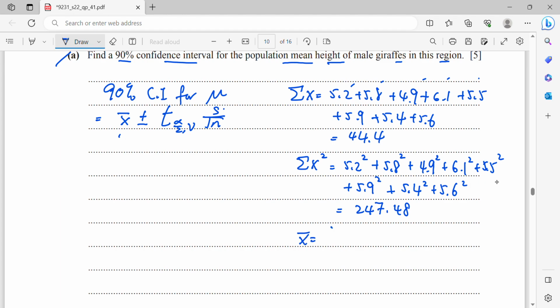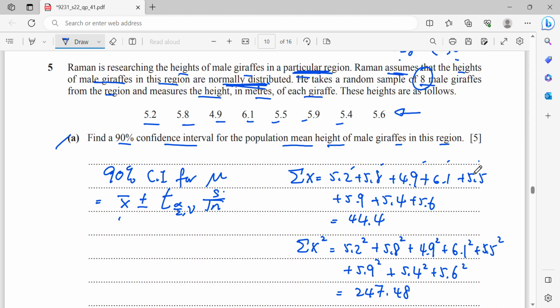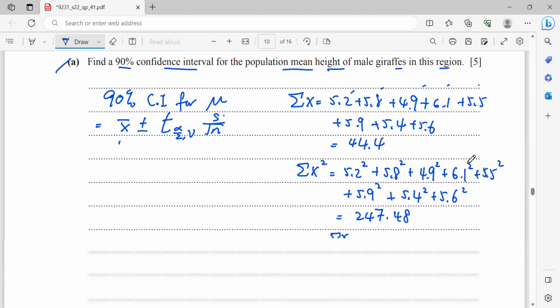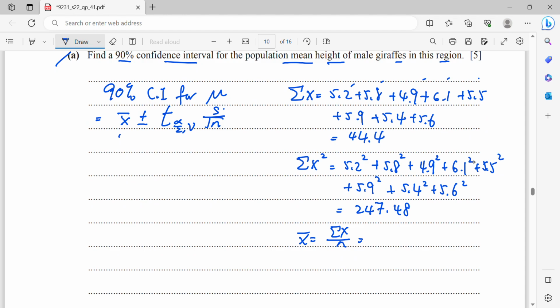My x bar is basically summation x over n, and it's mentioned that there are 8 male giraffes heights, so it means that your n is 8. So now I will get 44.4 over 8. Okay, so then you will be getting 5.55.